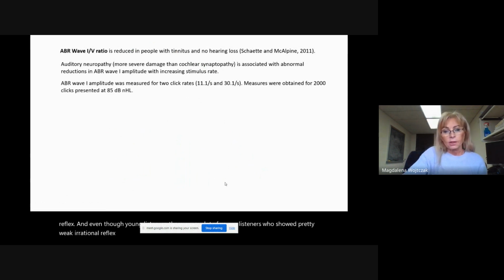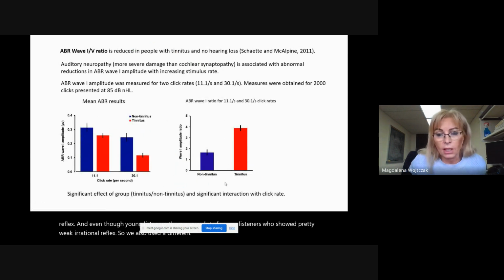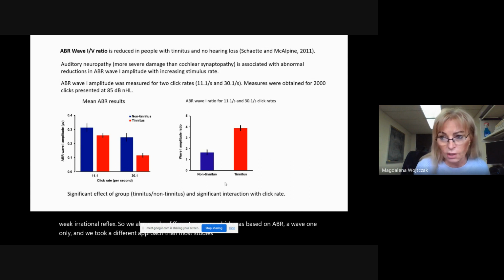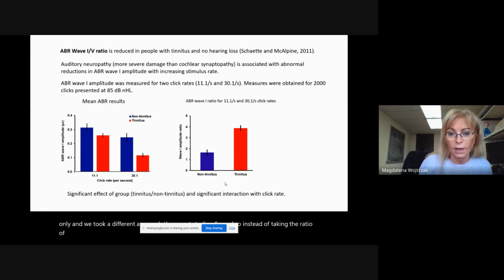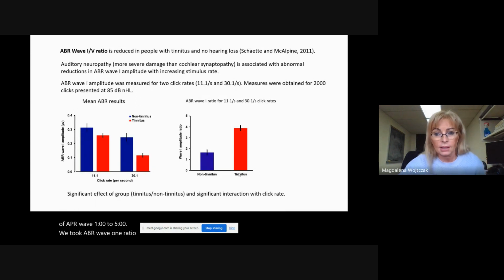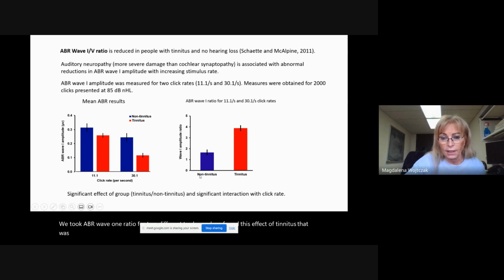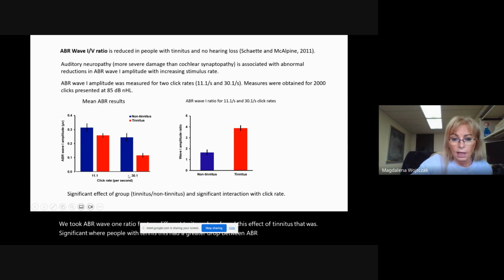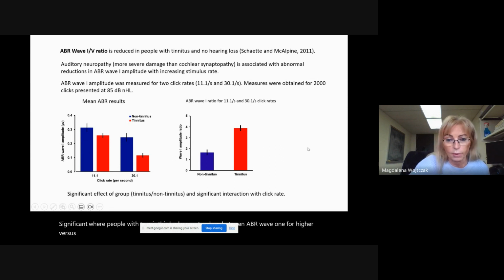We also used a different measure, based on ABR wave 1 only, and we took a different approach than most studies. Instead of taking a ratio of ABR wave 1 to wave 5, we took an ABR wave 1 ratio for two different rates. And we found a significant effect of tinnitus, where people with tinnitus had a greater drop in ABR wave 1 for higher versus lower rate than people without tinnitus.